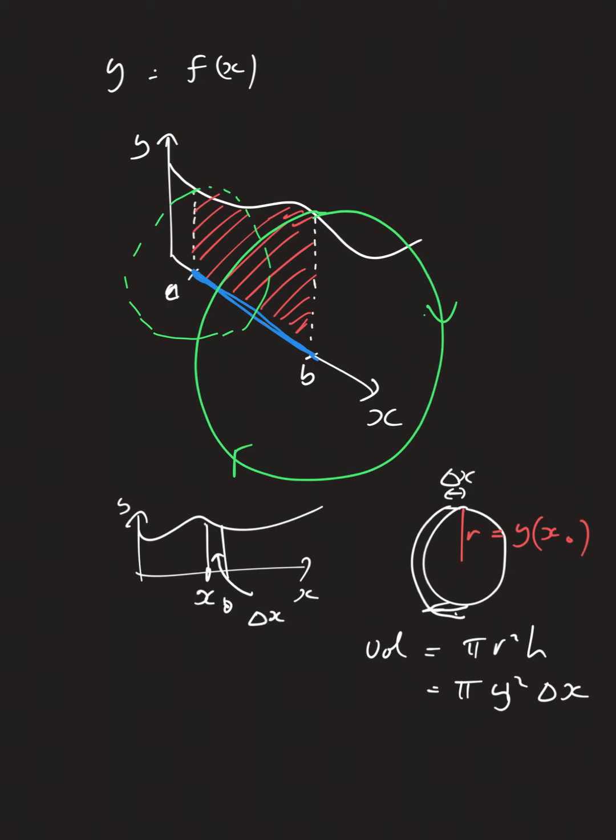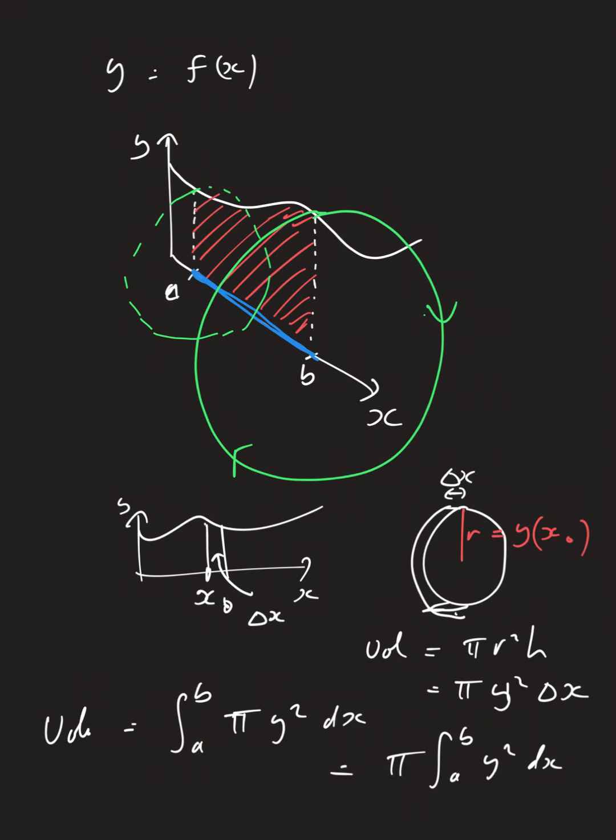And so it turns out that the actual total volume would be equal to the integral between a and b of pi y squared dx. So in the limit, delta x becomes dx, and by summing them all up, you're taking an integral. It's usually written like this: pi times the integral between a and b of y squared dx.